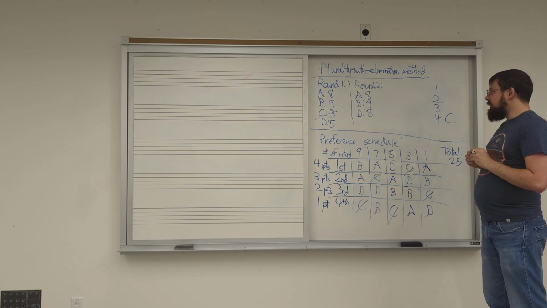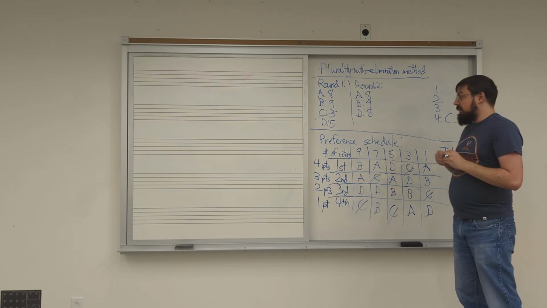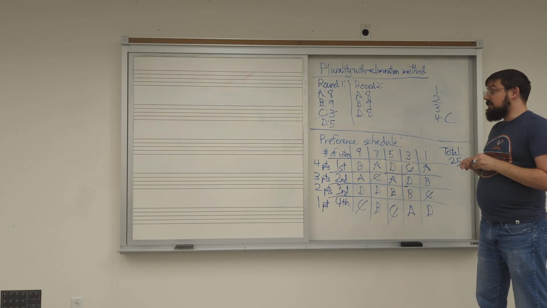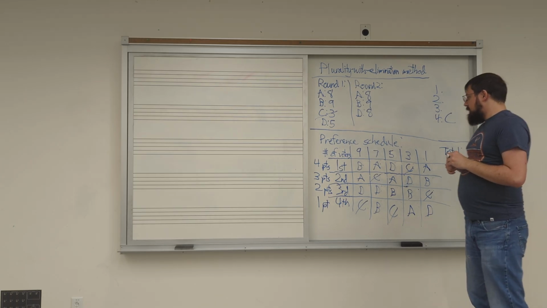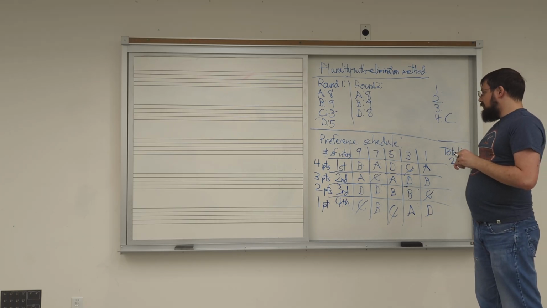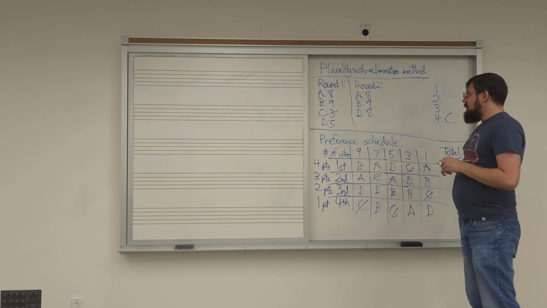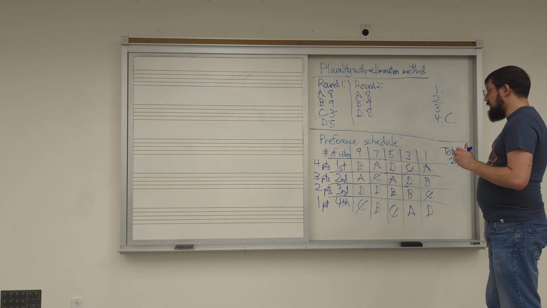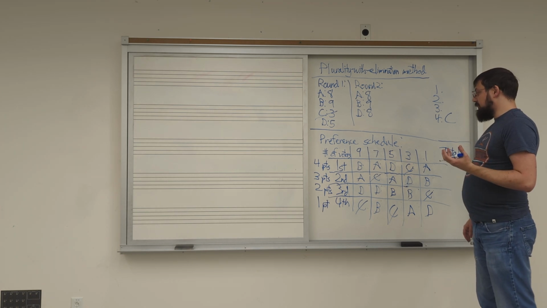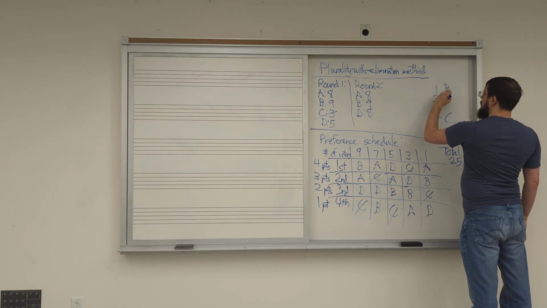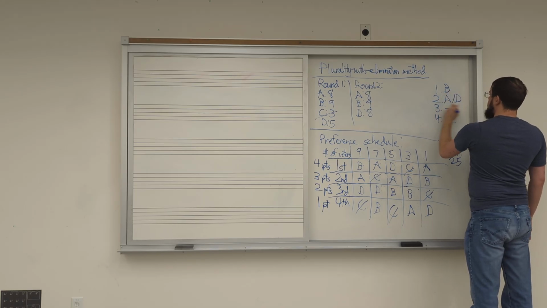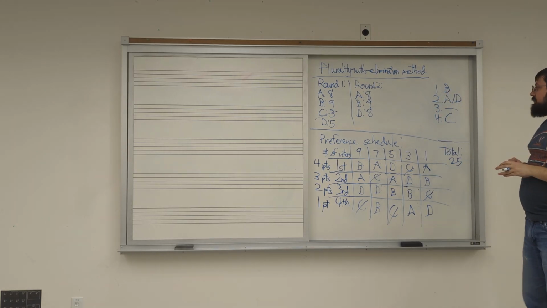So at this point, we actually have a tie between A and D. So we would say, okay, D and A would be eliminated at the same time, meaning that their first place votes would go to B. So this would make B our winner, and then A and D would be next, and then C would be last.